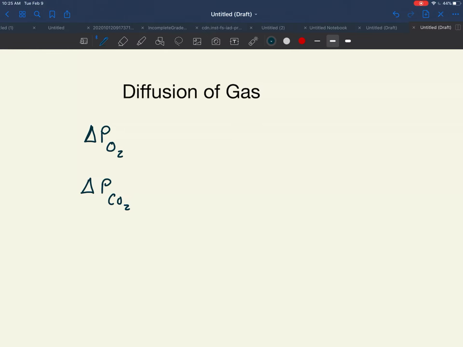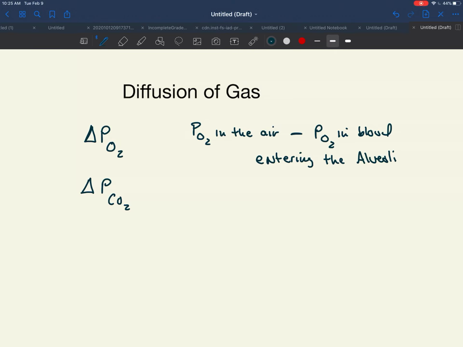In terms of the difference in partial pressure, one example would be the partial pressure of oxygen in the air we breathe minus the partial pressure of oxygen in blood entering the alveoli. So this would be the capillaries that surround the alveoli. And there is a very important design to our circulatory system that allows for diffusion to be maximized.